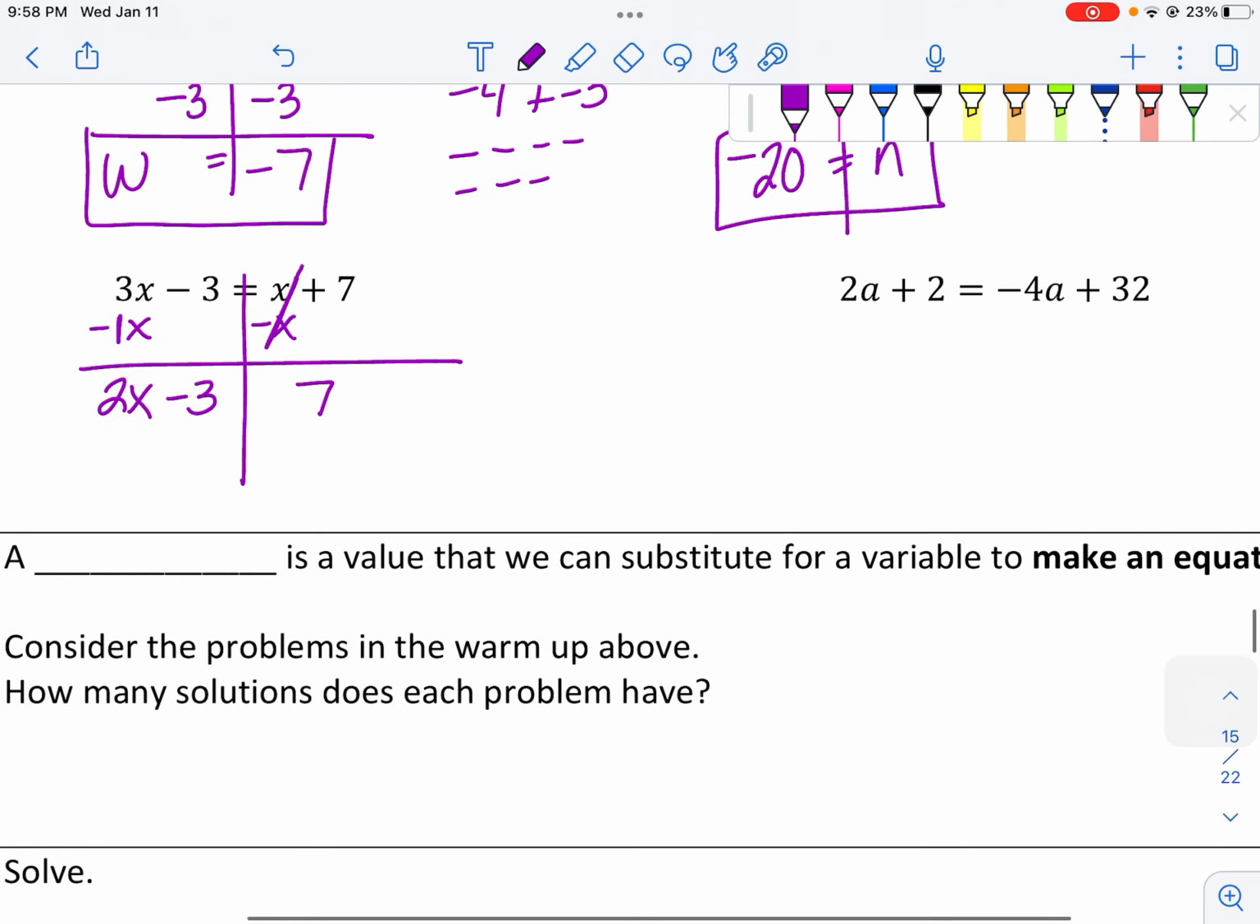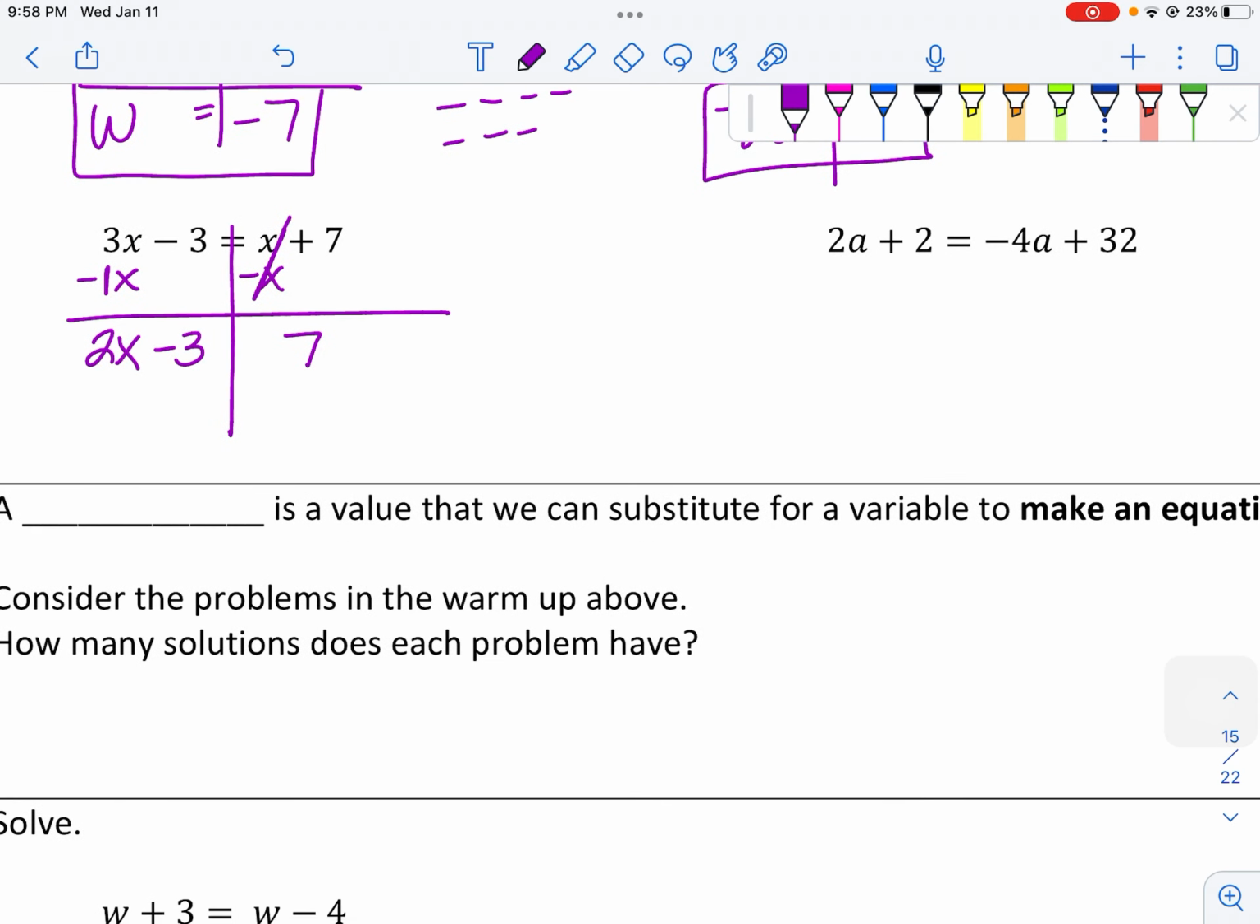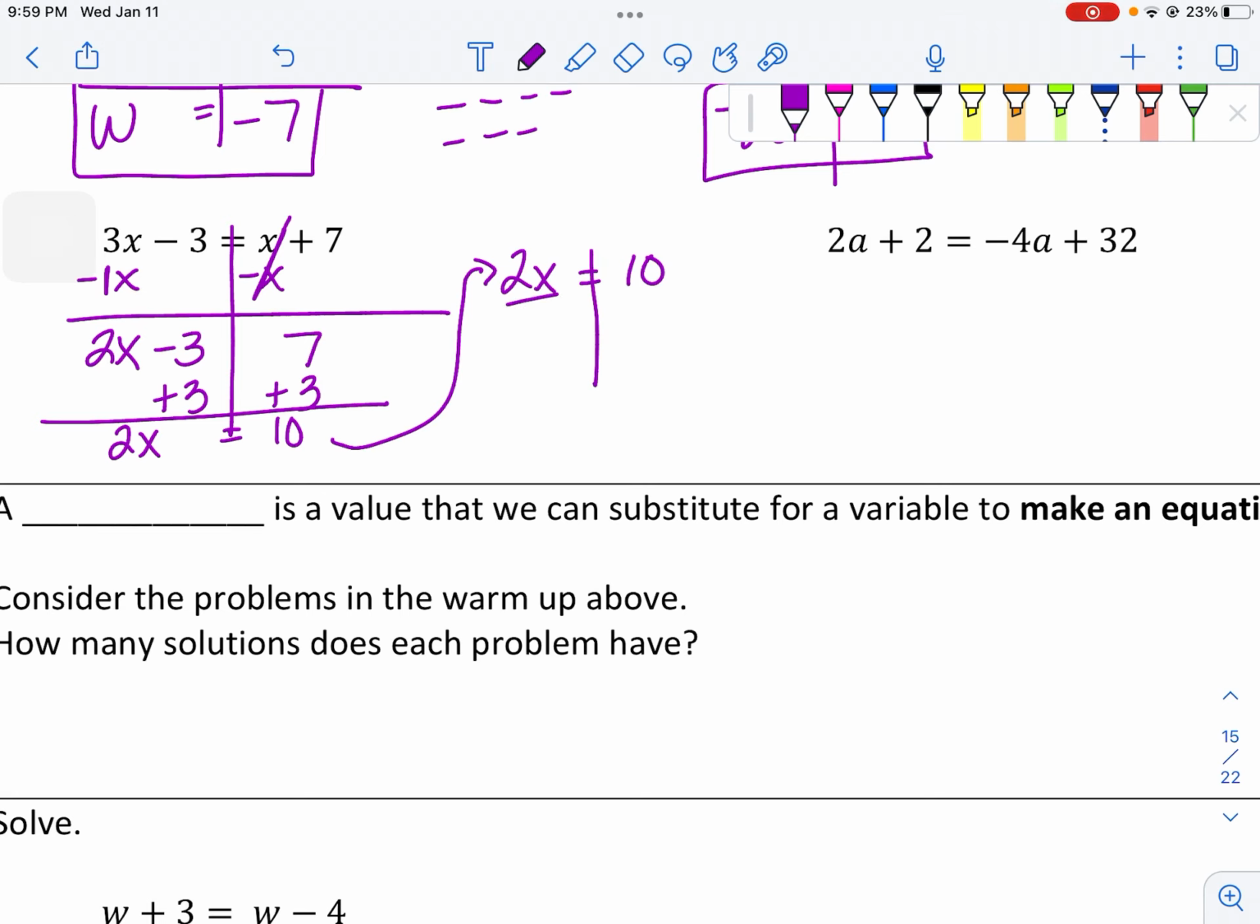Once I get my variables on one side of the equation, I'm looking to isolate that x term. So I want to work with this negative 3. The inverse of minus 3 is plus 3. And I get 2x equals 7 plus 3, which is 10. If I have 2x equals 10, my last step is to divide both sides by 2. And I get x equals 5.